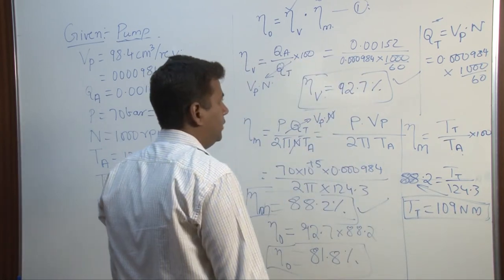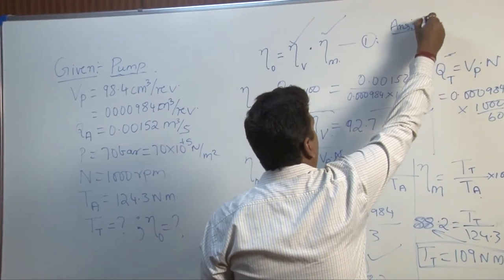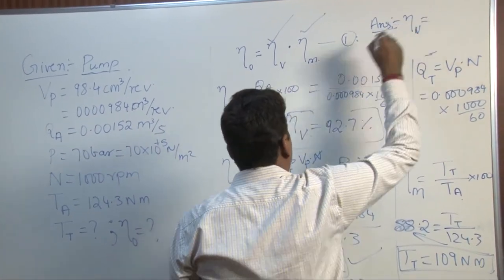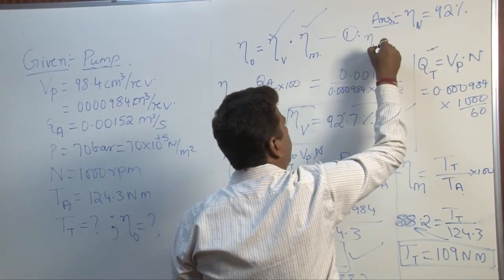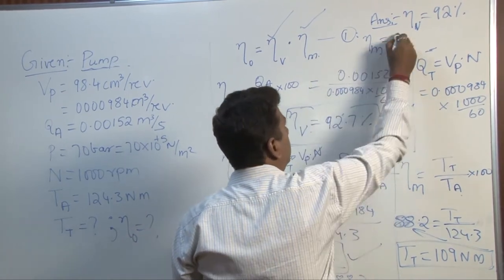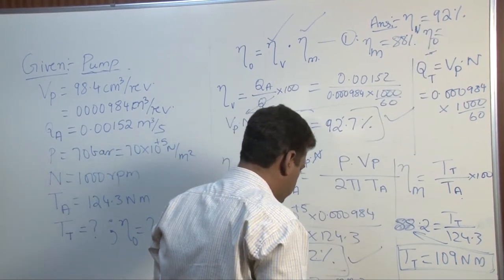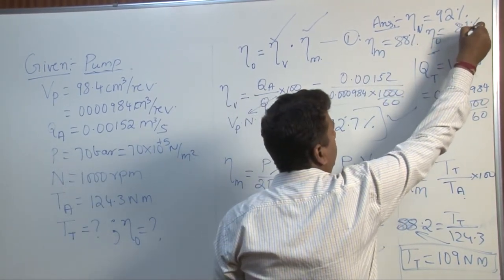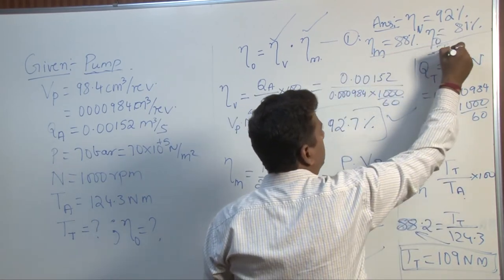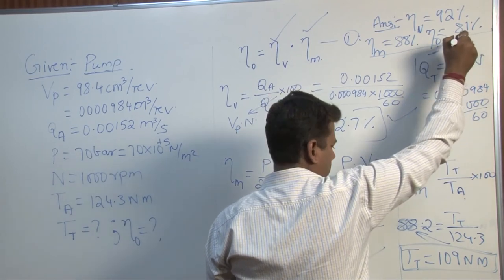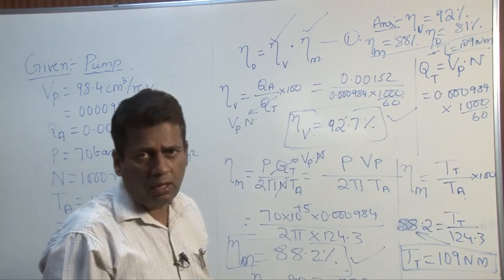So at the end you have to write the answers. Volumetric efficiency is 92%. Mechanical efficiency is 88%. Overall efficiency is 81%. And along with that, the theoretical torque is 109 Newton meter. So this is how you need to solve the problem.